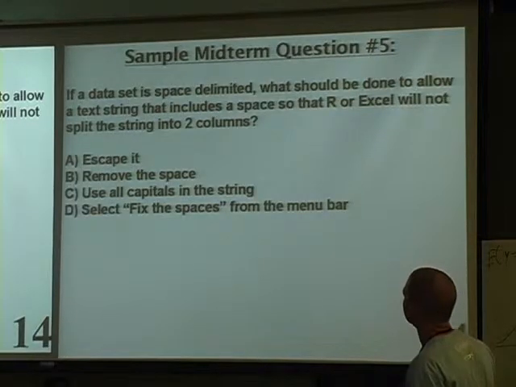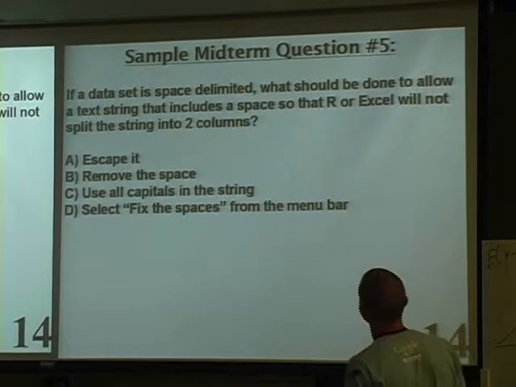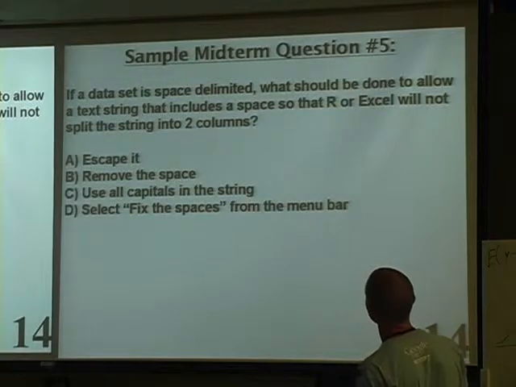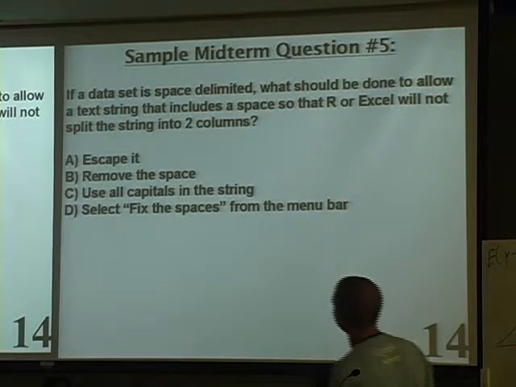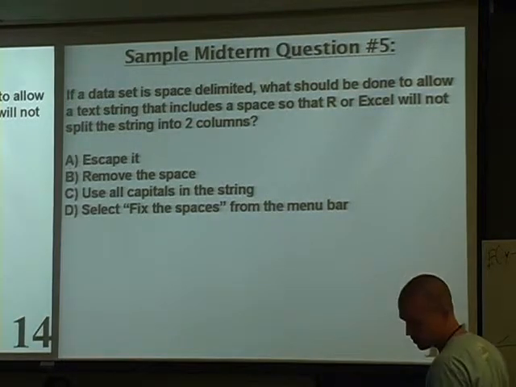Here's sort of a question about, if you have data that's space delimited, what should be done to allow for a text string that includes a space so that R will not split on that space? Well, of course, you should escape it. And if you remember, we talked a little bit about that, and I showed the Wikipedia article for that.